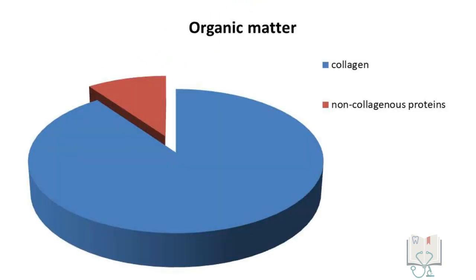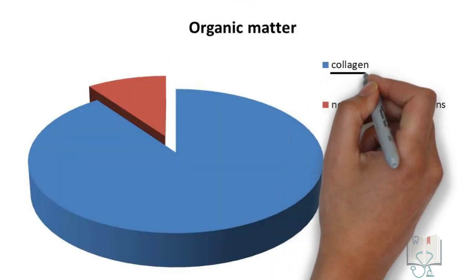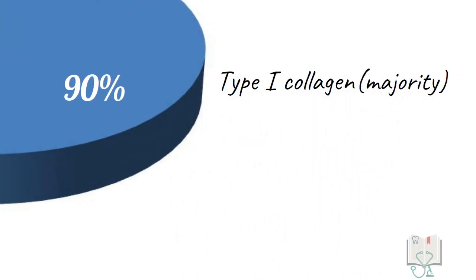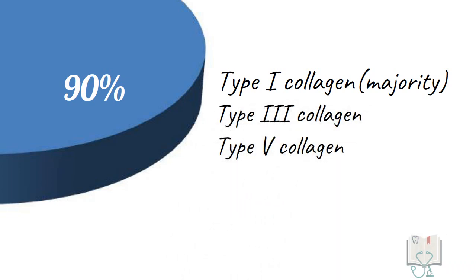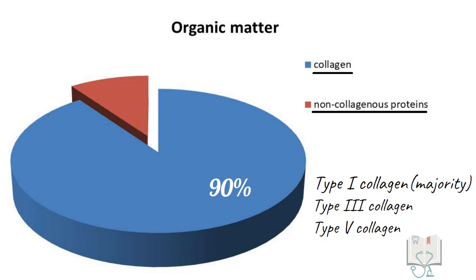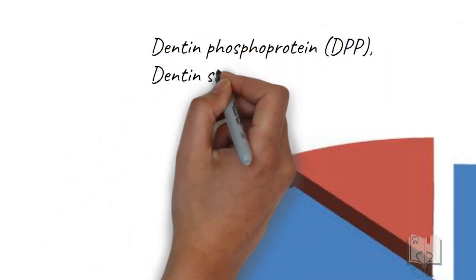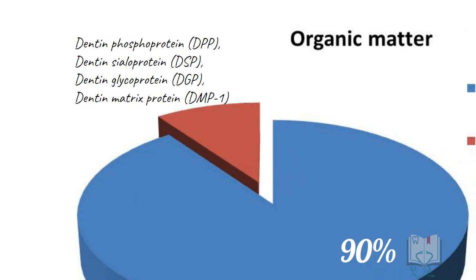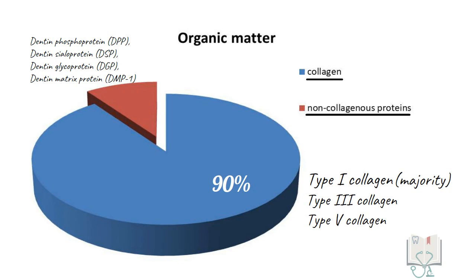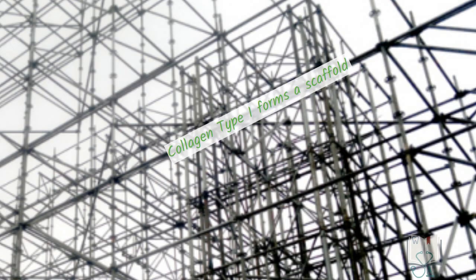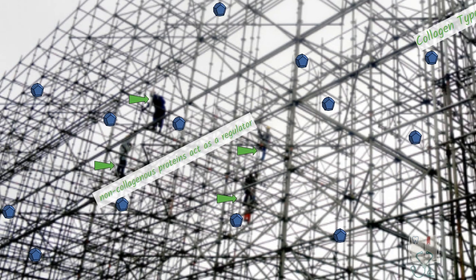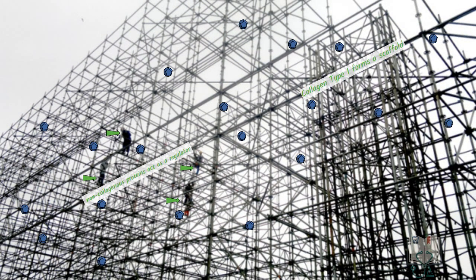The organic matrix is made of proteins, of which collagen forms 90%. In this collagen, the majority is formed by type 1 collagen and a small amount by type 3 collagen and type 5 collagen. In non-collagenous proteins, there are dentin phosphoprotein, dentin sialoprotein, dentin glycoprotein, dentin matrix protein. The odontoblasts release all these proteins into the stroma. A scaffold is formed by collagen type 1 which accommodates a large portion of minerals, whereas the non-collagenous proteins regulate this mineral deposition. They may act as an inhibitor or promoter of mineralization.